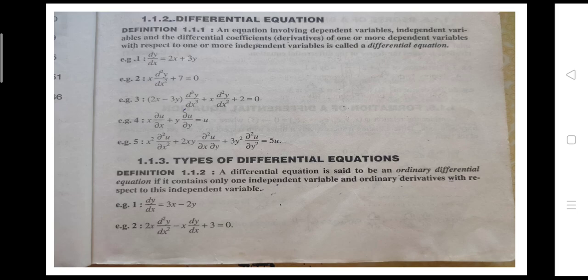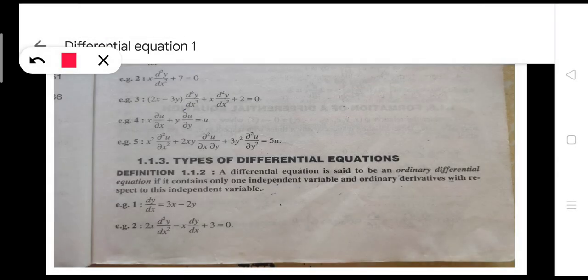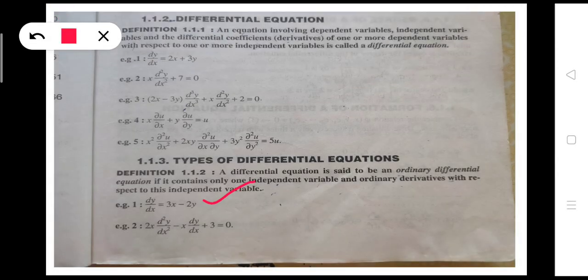For example, dy by dx is equal to 3x minus 2y. Here y is the dependent variable and x is the independent variable only. Another example, 2x into d square y by dx square minus x into dy by dx plus 3 is equal to 0. This is also an ordinary differential equation, as only one independent variable is there. Continue to the next slide.